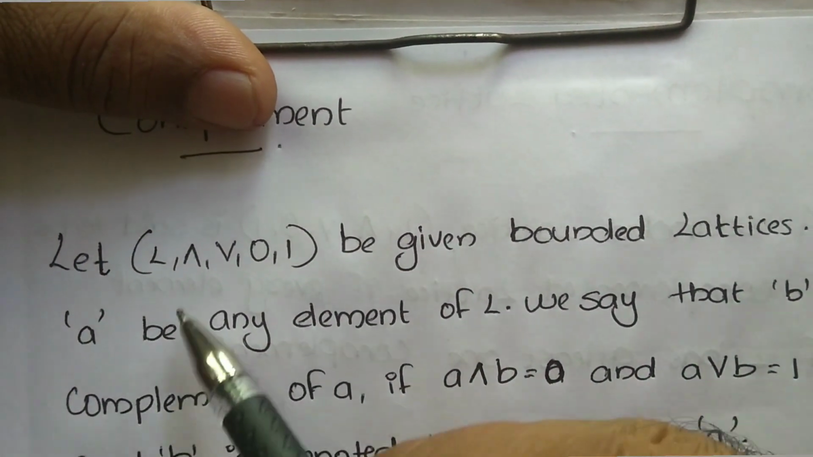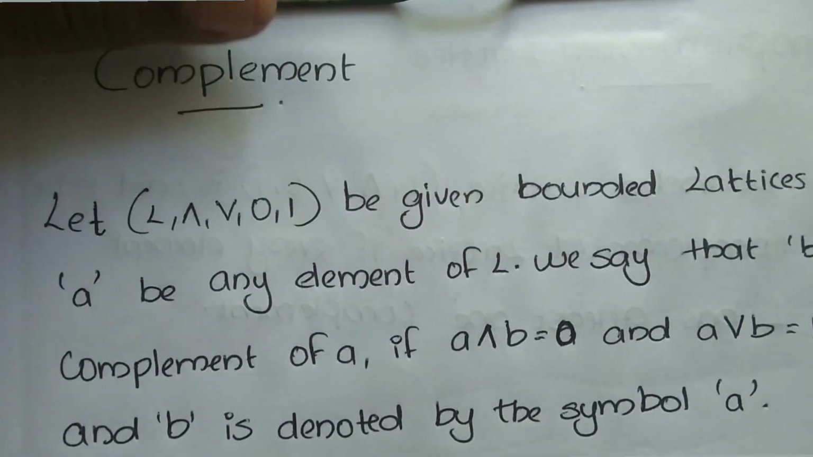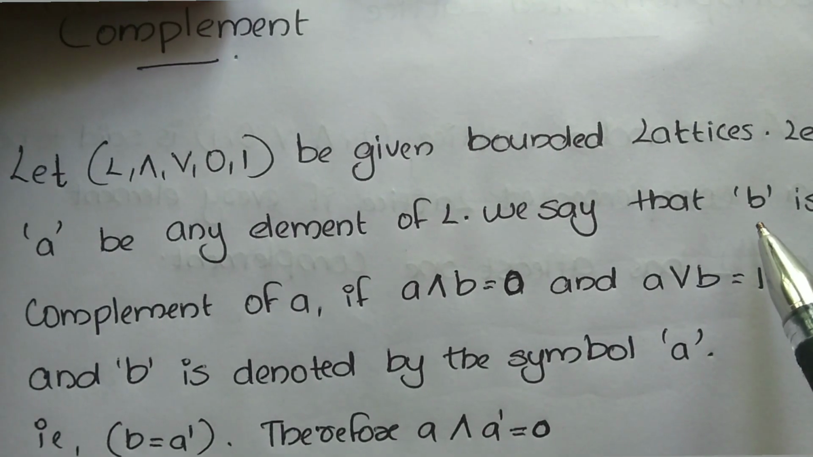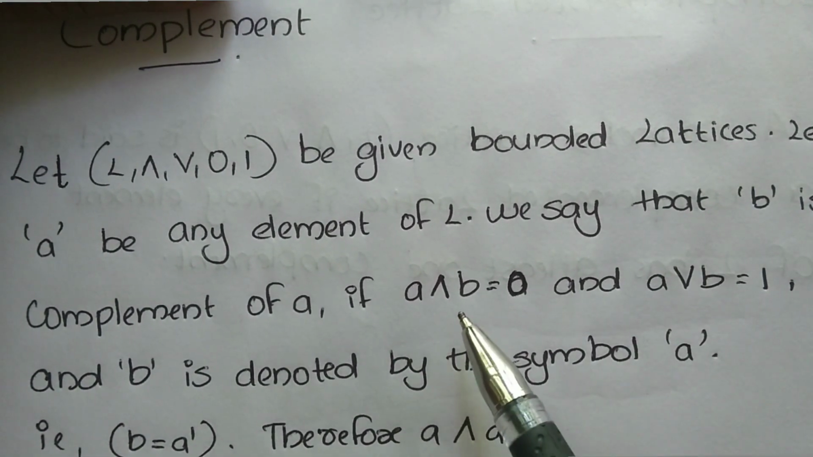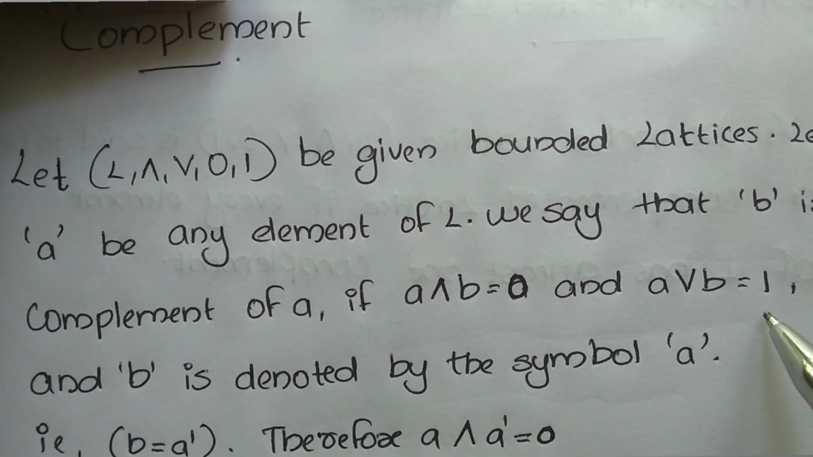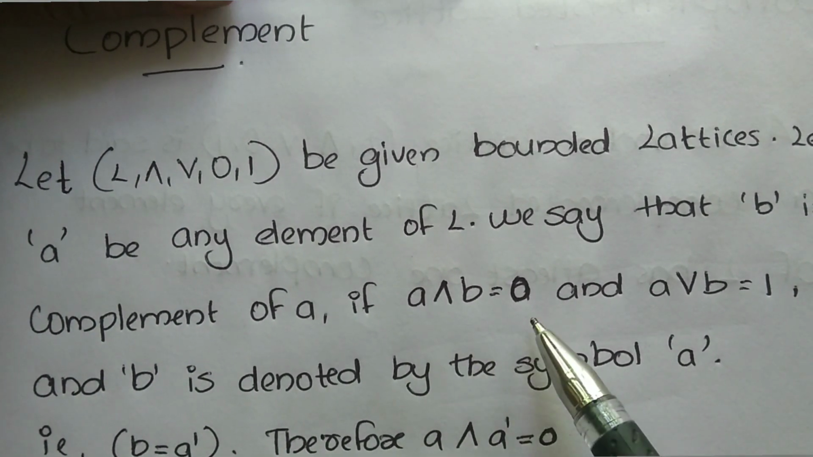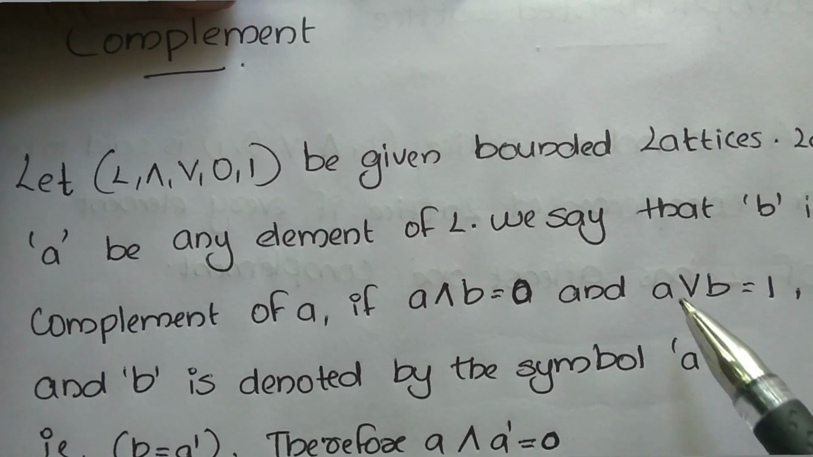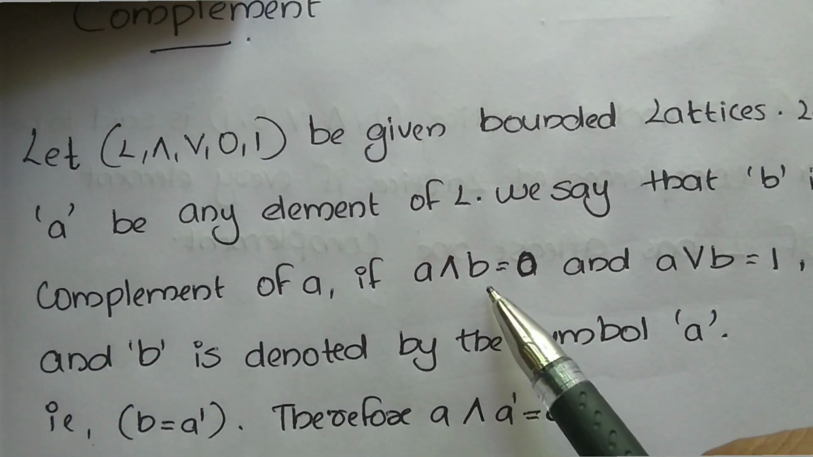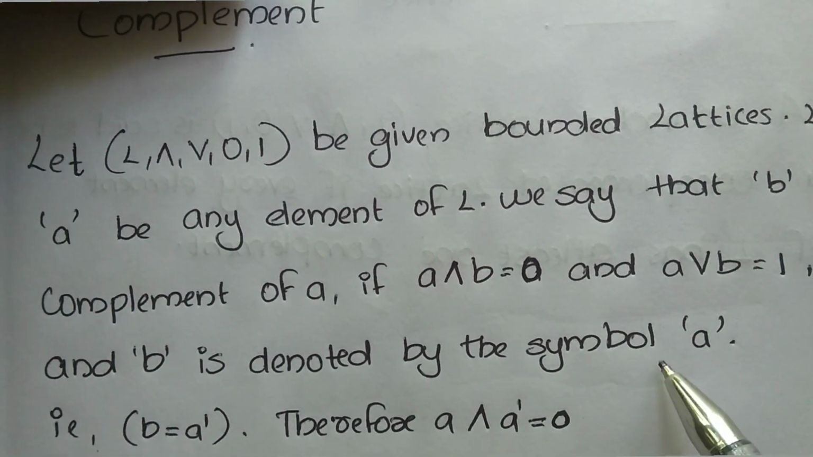Complement of an element A of a lattice. Its definition is: if there exists an element B belonging to L such that A and B is equal to 0 and A or B is equal to 1, that is, the GLB of A and B is equal to 0 and the LUB of A and B is equal to 1, then B is the complement of A and A is the complement of B.